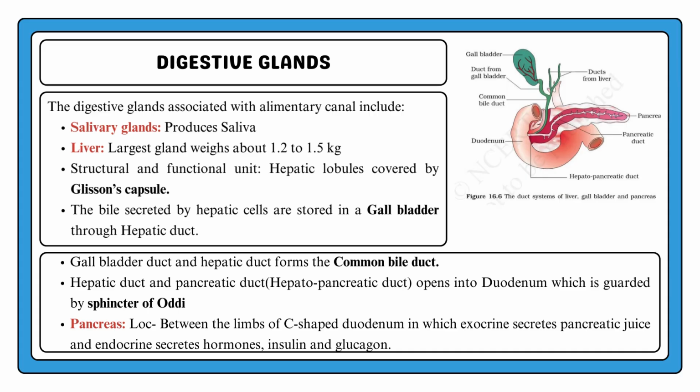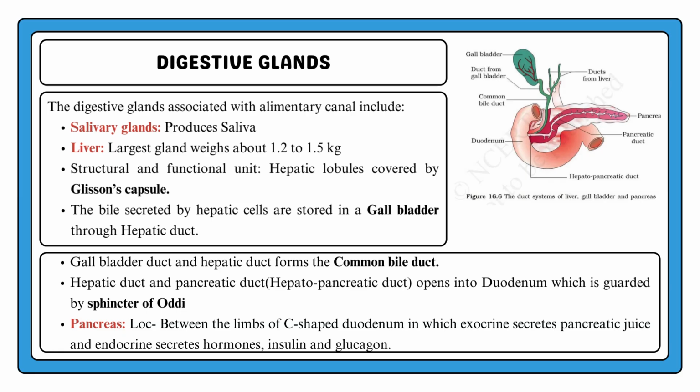The structural and functional unit of the liver is the hepatic lobules, covered by Glisson's capsule. The bile secreted by hepatic cells is stored in the gallbladder through the hepatic duct. Gallbladder duct and hepatic duct form the common bile duct. The common bile duct and pancreatic duct, the hepatopancreatic duct, open into the duodenum, which is guarded by the sphincter of Oddi.